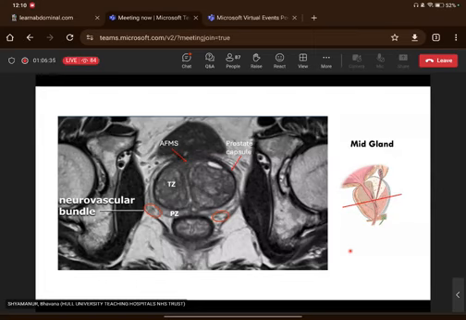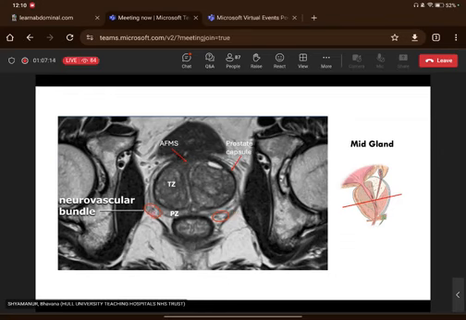Coming to the midgland, you can see the definition of the transition zone really well. You can see the typical hypertrophic nodules. There's usually a central division of tissue in the middle, which is normal, and then the anterior fibromuscular stroma is seen really well here as an anterior triangular area that stretches across the anterior aspect of the gland. You can see the peripheral zone here, and of course in this patient you can see how it is quite flattened, as they have a few nodules.